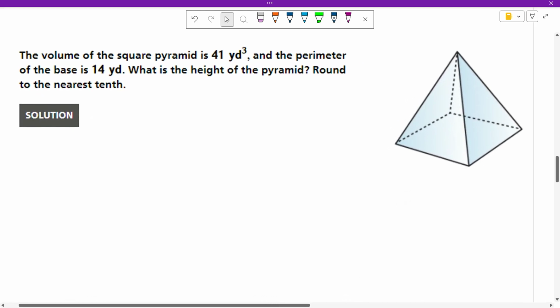The volume of this pyramid is 41 cubic yards, and the perimeter of the base is 14. What's the height of the pyramid? Same problem as last time, just a little different numbers. So if the perimeter of the base is 14, what's the length of each side? How would I find that, Kenzie? You don't look at your note card. Well, you can, but it's not going to help you, because we want to know each side of the base. So it's just like the last problem we did on the board with the tent.